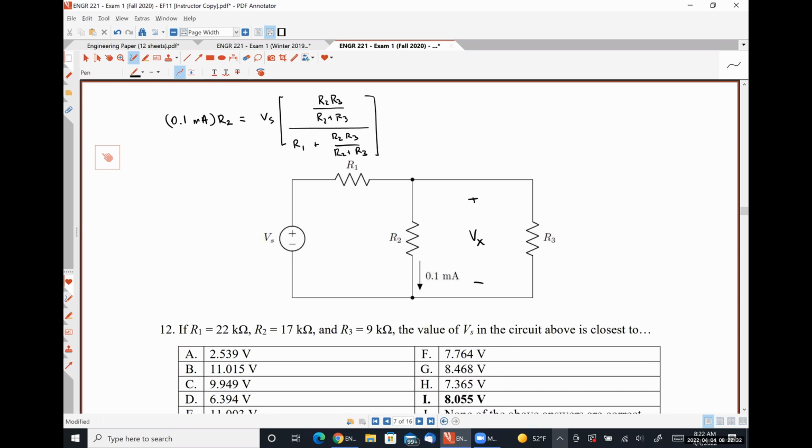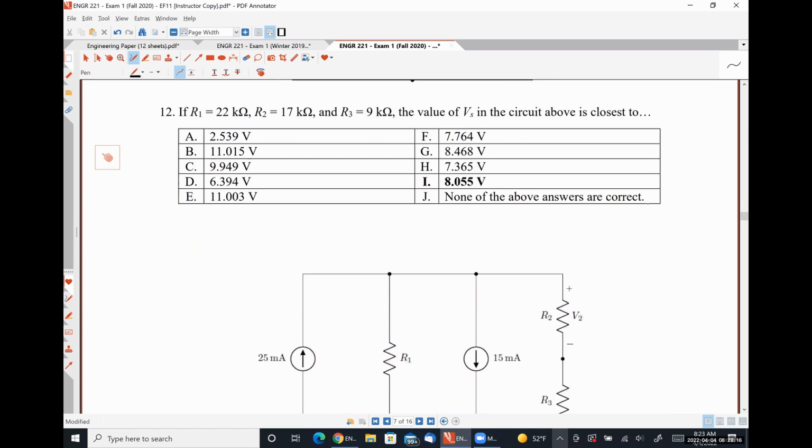Another way to approach that is you can figure out Vx by simply taking 0.1 milliamps times R2, divide that Vx quantity by R3, and you get the current flowing through resistor R3. Apply Kirchhoff's current law at this node, and you get the current flowing through R1. You can then determine the voltage drop across R1, and then the voltage drop across R1 plus Vx gives you Vs. That's an alternative way to do it in several easily digestible steps, but Colby's suggestion of using voltage division to get it done in one is absolutely valid.